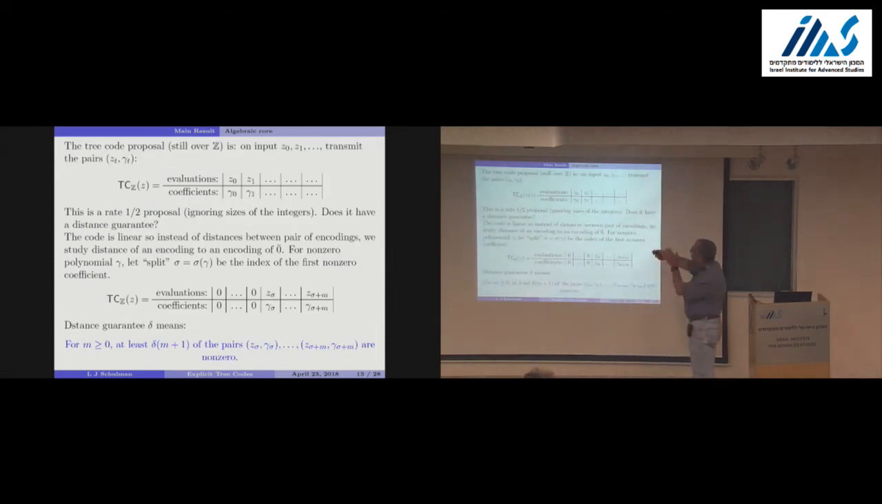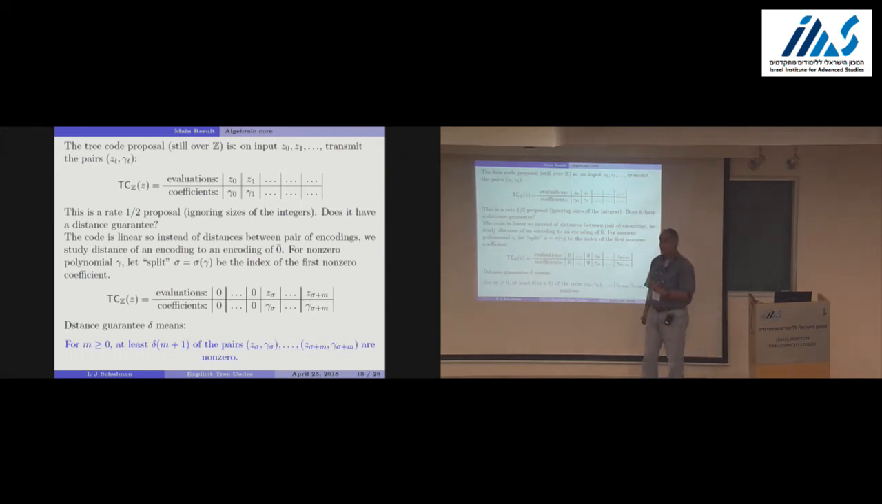Okay, so just to read it out, maybe put in a little more explicit thing. Here's the tree code proposal. It's over Z, so this really isn't a tree code yet, but it's this kind of coding over Z. I have an input stream, Z0, Z1, and so forth, and at every time step I send you what's in one of these columns. So a pair, Z0, and then this new coefficient gamma naught that I just figured out, and so forth. It's rate 1/2 in some sense, and I will get back to the size of the integers. It's essential, but not right now.